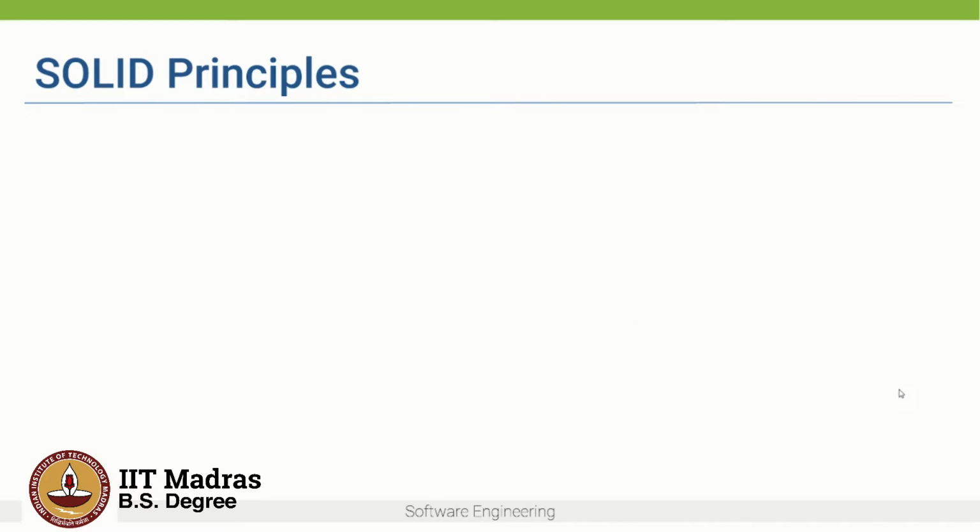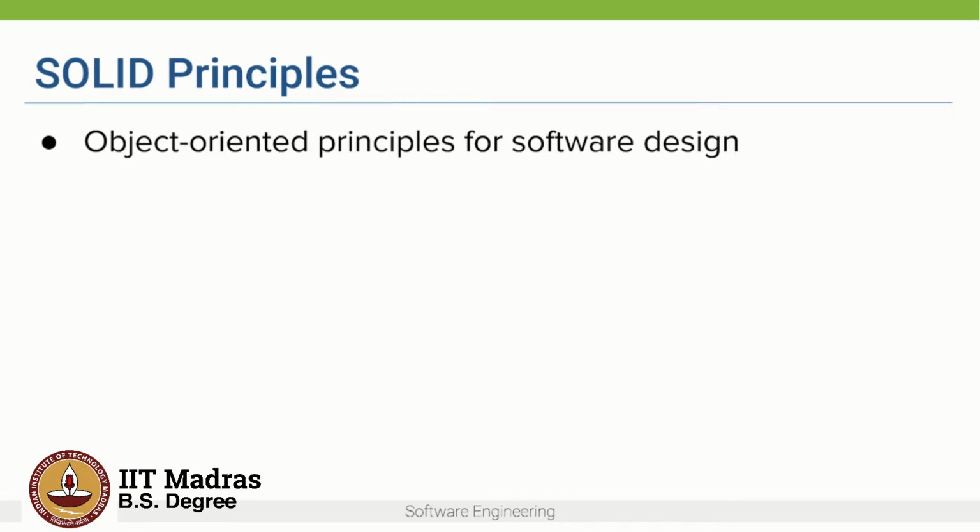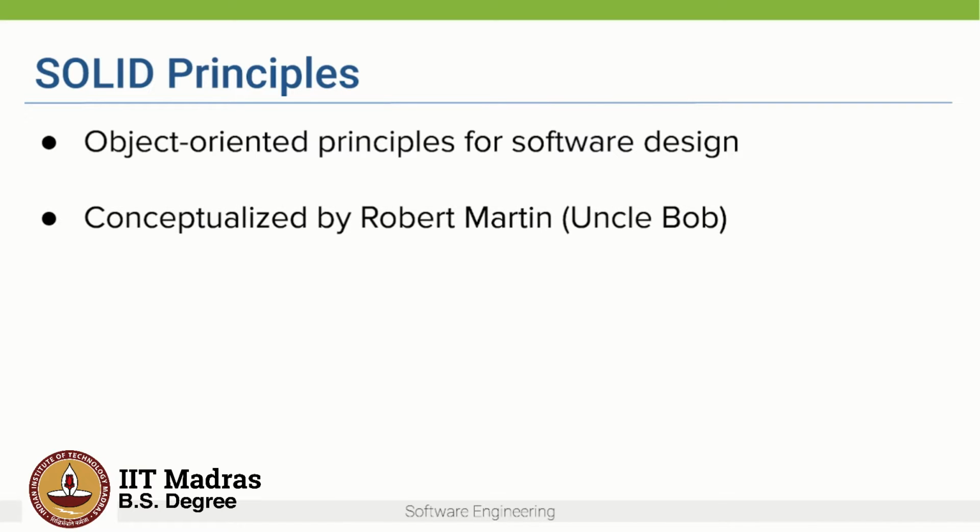In this video, we'll be looking at some of the SOLID principles. SOLID principles are object-oriented principles for effective software design. These principles were conceptualized by Robert Martin, popularly known as Uncle Bob, who is a very prominent figure in software engineering. He is one of the founders of the Agile Manifesto, of the Agile development process.